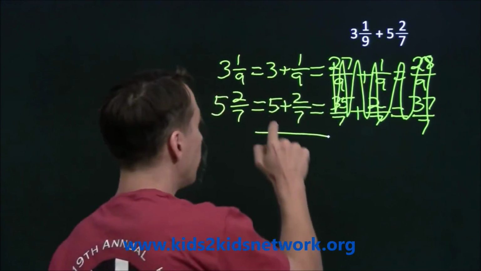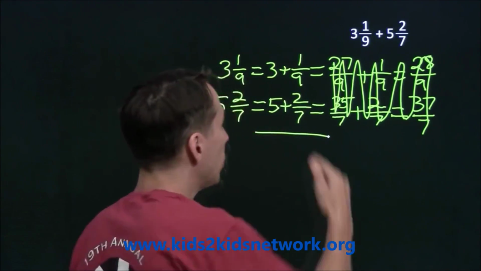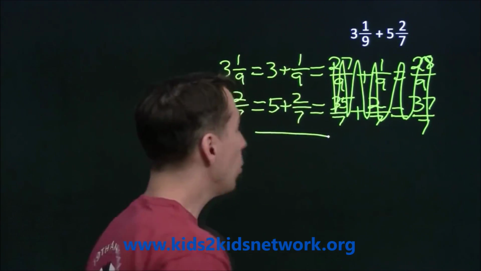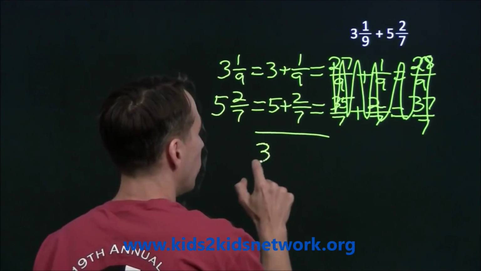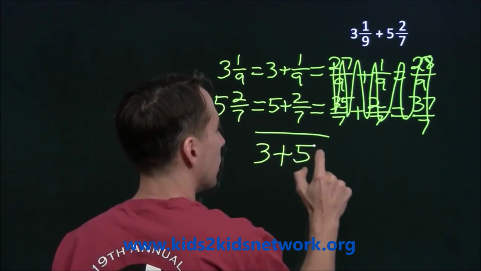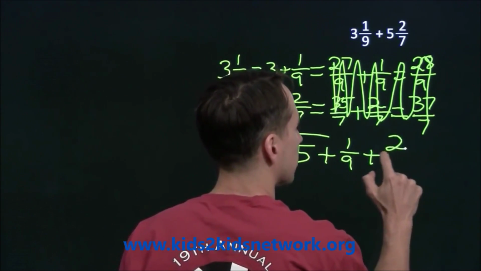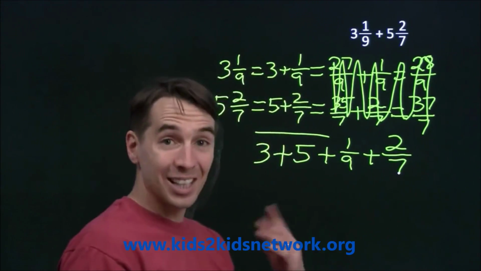3 plus 1/9 plus 5 plus 2/7. We can add these four numbers, 3, 5, 1/9, and 2/7 in any order we want to. We just add these up. We add the 3 and the 5. And we add the 1/9 and the 2/7. That's a lot easier to deal with.